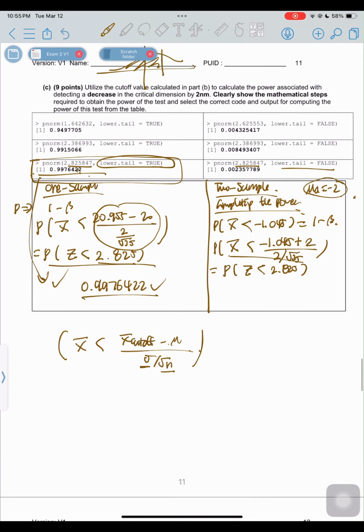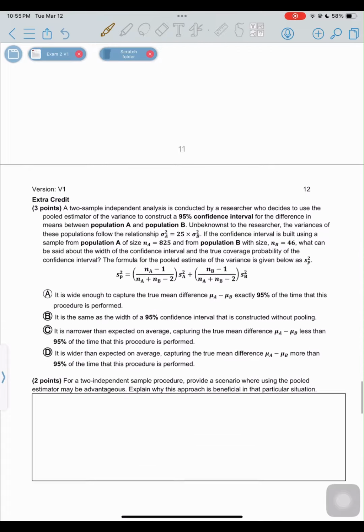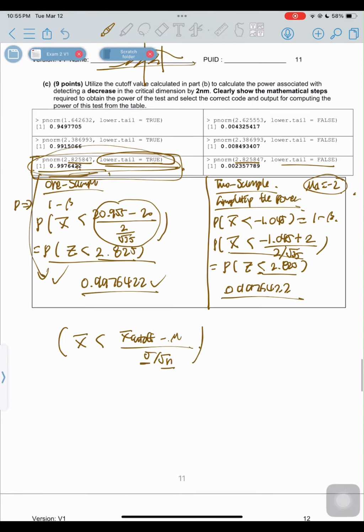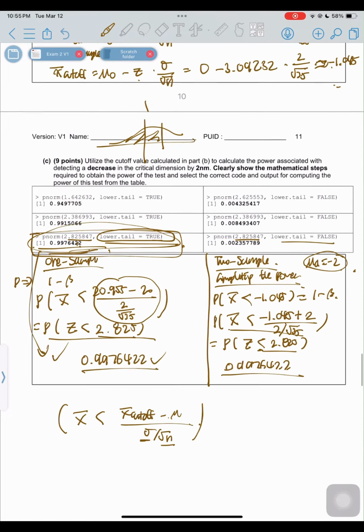So then, if you look at the option choices, this is still the same value, right? Because we're interested in the lower tail. The z is less than. So lower tail is true, and the 0.9976 for 2. That is the interested p-value. So we have that for C. And I think that's it for question D.